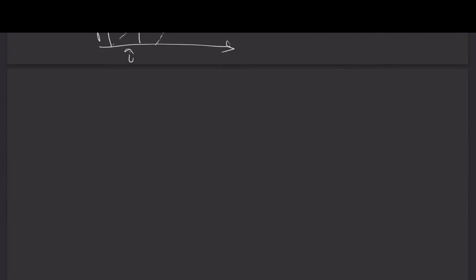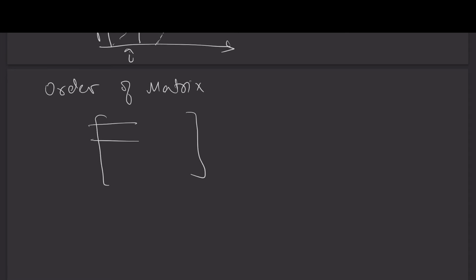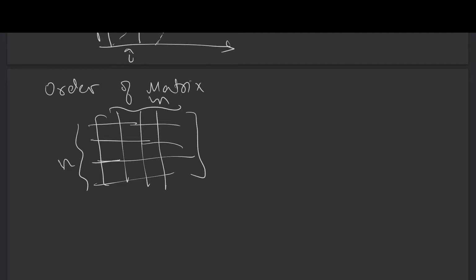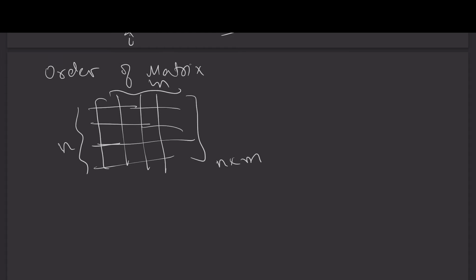Now let's talk about the order of a matrix. If we have a matrix with n number of rows and m number of columns, we say the order is n by m. If both n and m are equal, then it is a square matrix.